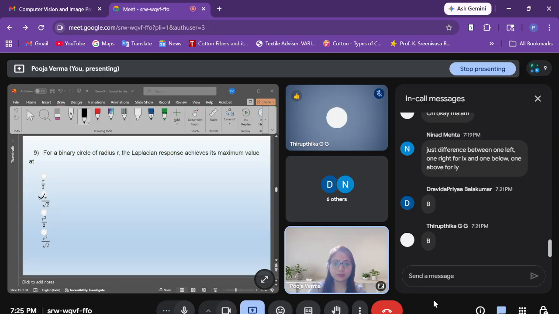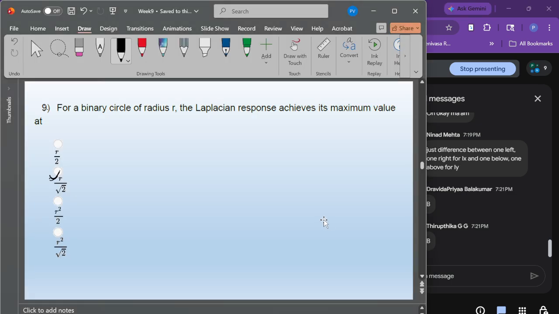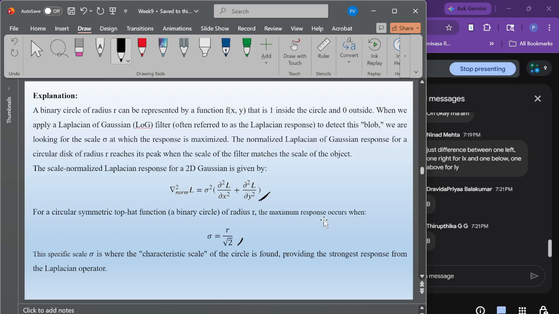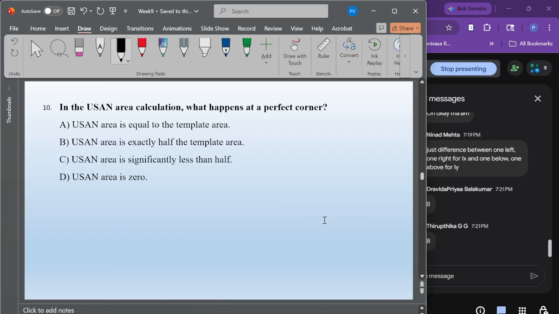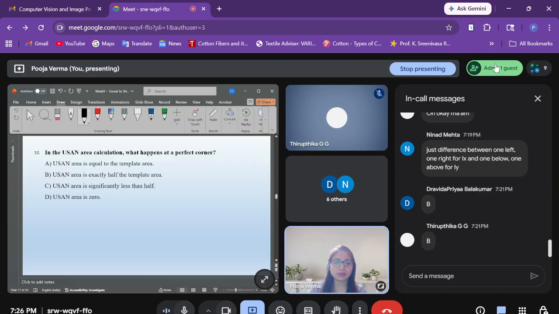Okay. So I hope all of you understand this question. So now moving to our next question. So yeah, our next question is: in the USAN area calculation, what happens at a perfect corner?